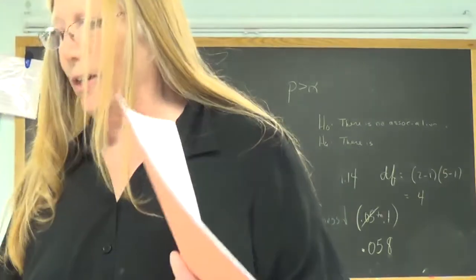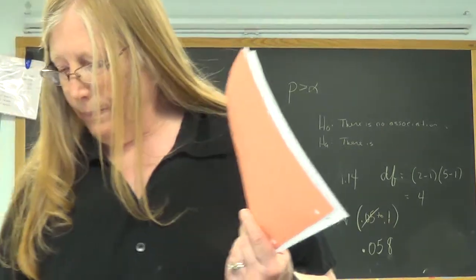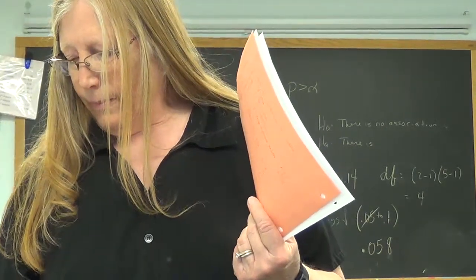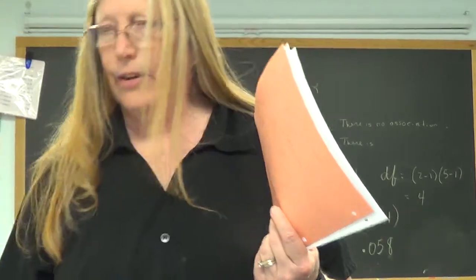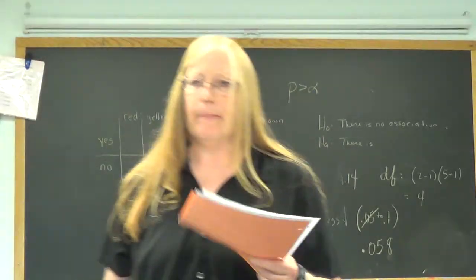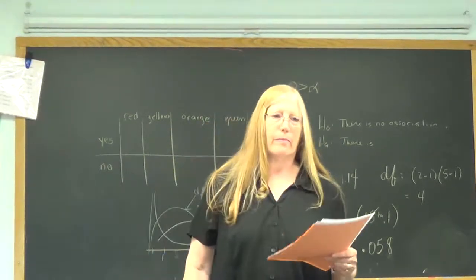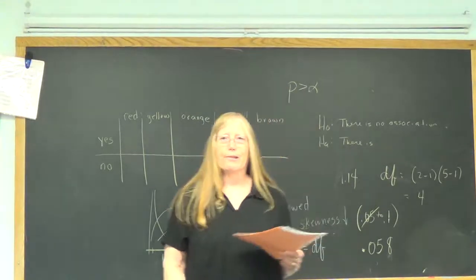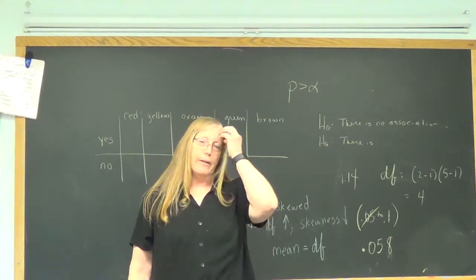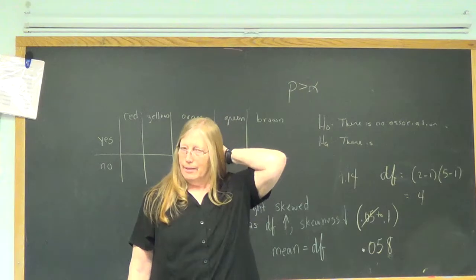If the degrees of freedom is greater than 2, then the mode equals degrees of freedom minus 2. You have it in your notes. Why does degrees of freedom have to be greater than 2?